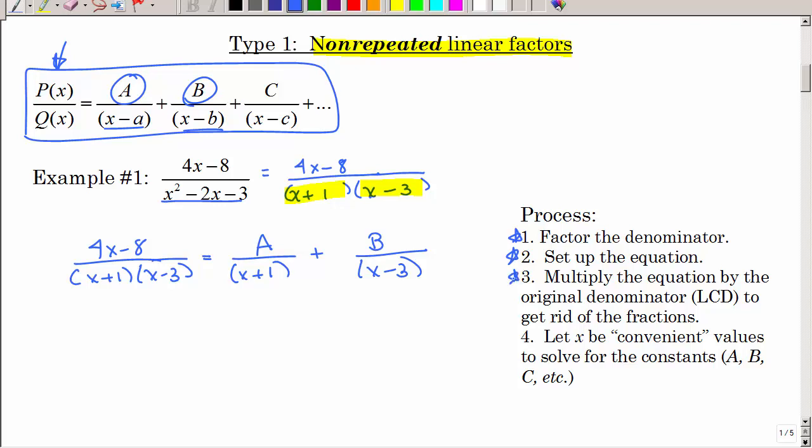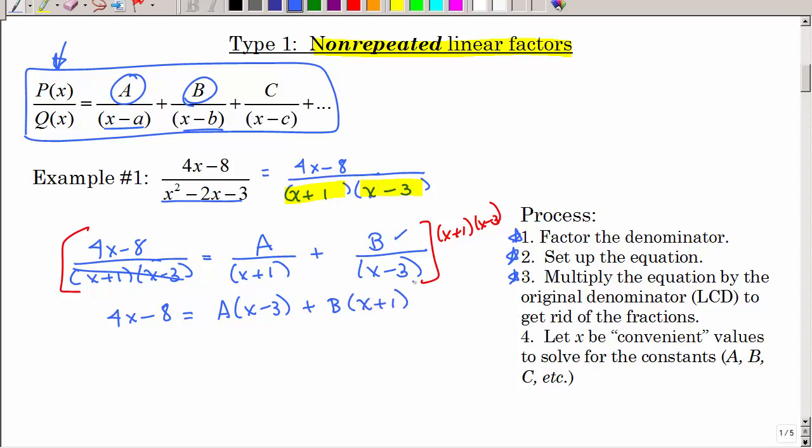Step 3, we're going to multiply the equation by the original denominator, which is that least common denominator, to get rid of the fractions. So if I multiply this whole thing by x plus 1 times x minus 3, what's going to happen? That's going to cancel out. Here, the x plus 1's would cancel, but the x minus 3's would stay. And on this one, the x minus 3 would cancel, and the x plus 1 would stay. So now you have no fractions.